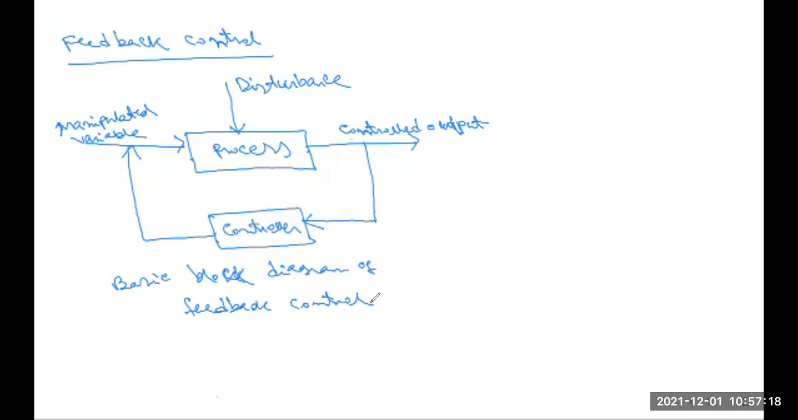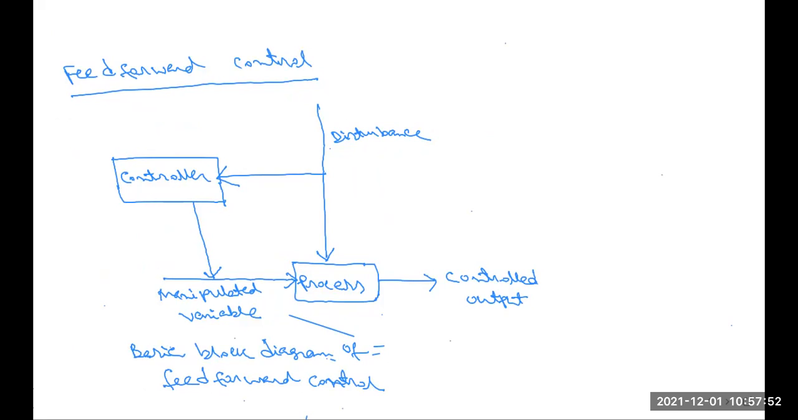Okay, so in this feedback control system, here you can see one feedback loop where we attach this controller part from the output to the input variable, that means the manipulated variable, and this is a closed loop control system we have to know. Okay, so in the previous diagram, here you can see the feed forward control system.